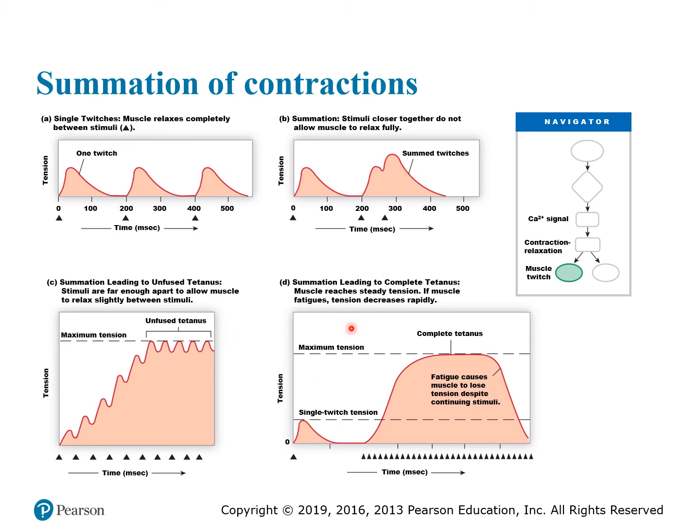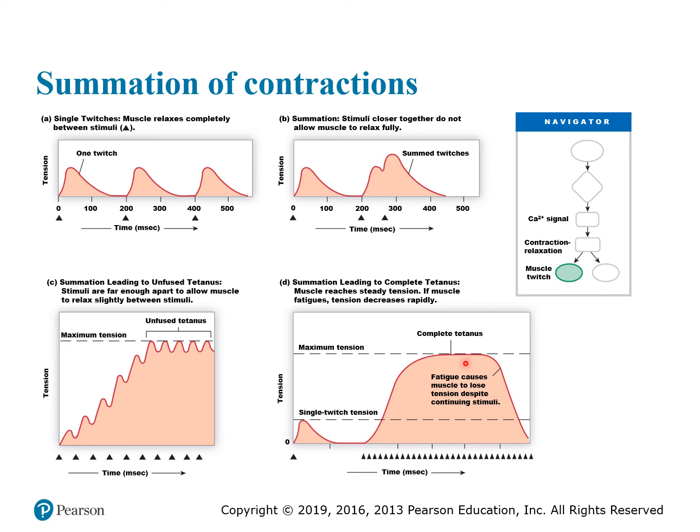With complete tetanus, or fused tetanus, let's say here you have a single twitch, and let's say enough time has passed and another muscle twitch is about to begin, but you can see that the frequency of the stimuli is extremely high. Notice what's happening. The muscle is not even relaxing, and therefore you reach that maximum tension. But notice how, because the muscle is not relaxing, you have what we call fused tetanus right there.